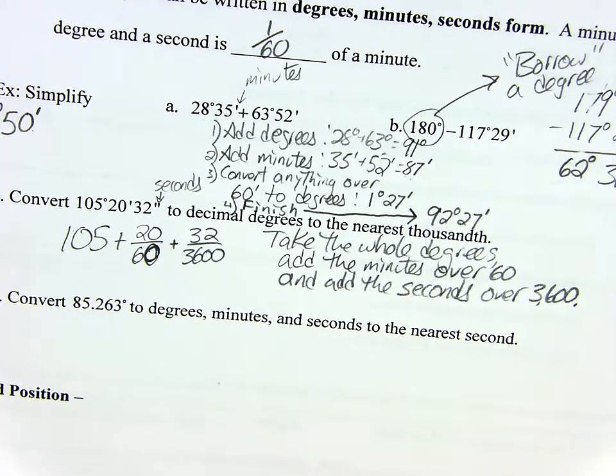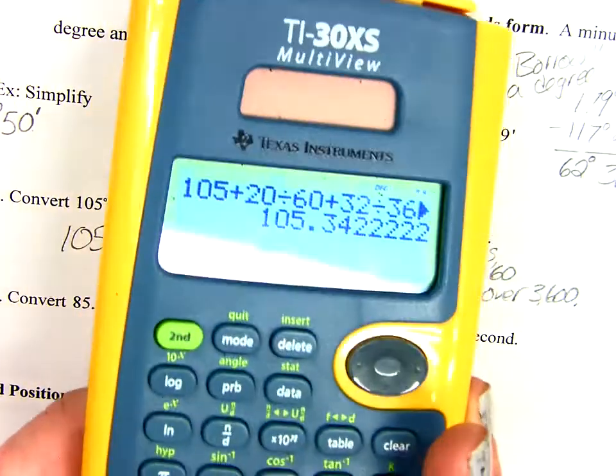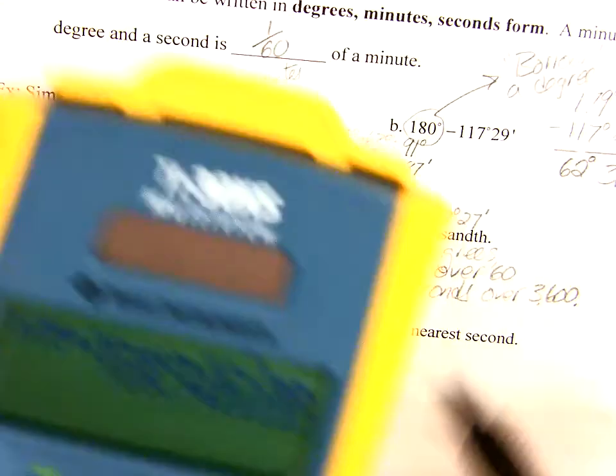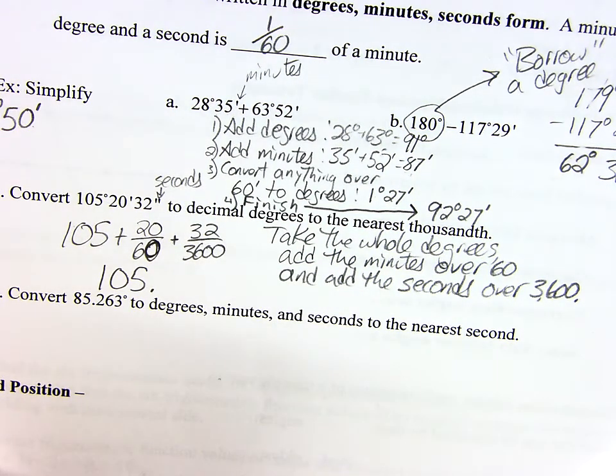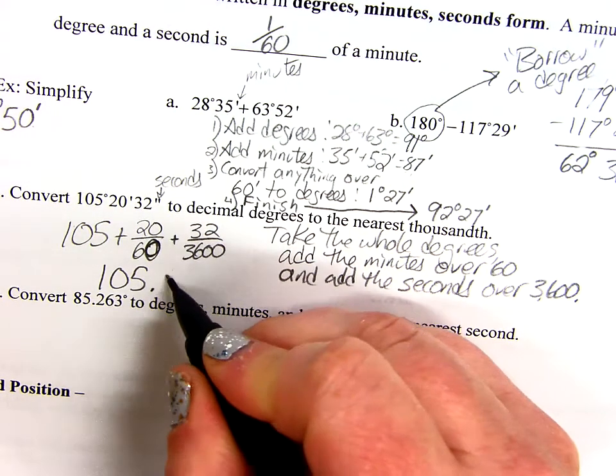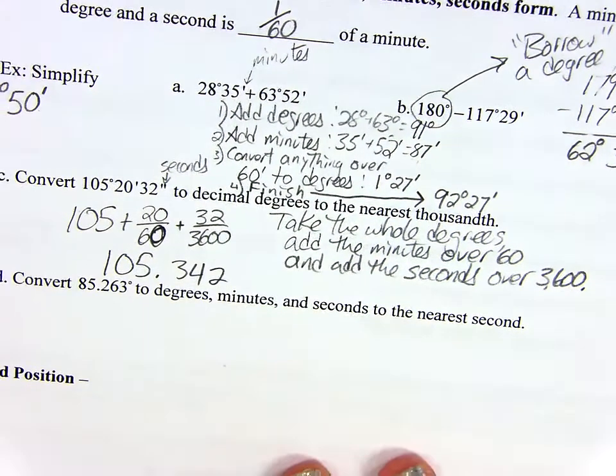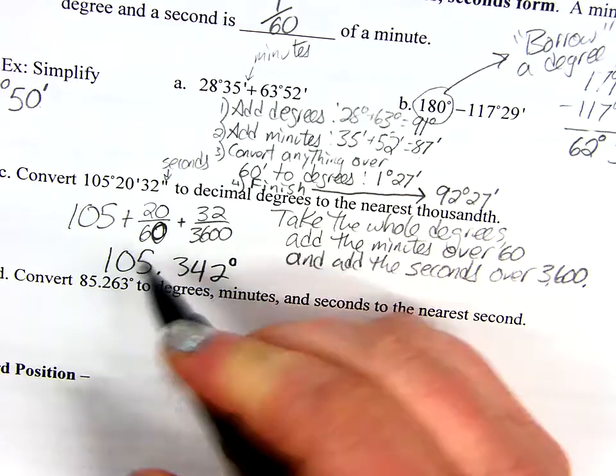And now I can just break out a calculator and figure out what this is as a decimal, because I don't know off the top of my head, but my calculator does. So 105, add that to 20/60ths, and then add that to 32 over 3,600. So this thing as a decimal spits out that crazy number, right? And what do they want me to round to? To the nearest thousandth. So 105 tenths, hundredths, thousandths. That's 3 decimal places. So it would be 0.342. And that's all in degrees.